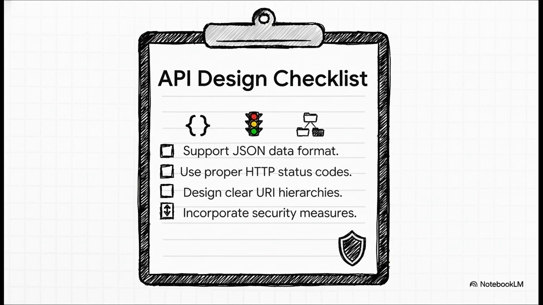So when you put it all together, modern API developers kind of follow a checklist like this one. They use common data formats like JSON, they communicate results clearly with the right status codes, they design logical addresses for their resources, and of course, they build in security from the very, very beginning. It's all about creating a reliable and predictable experience for everyone.